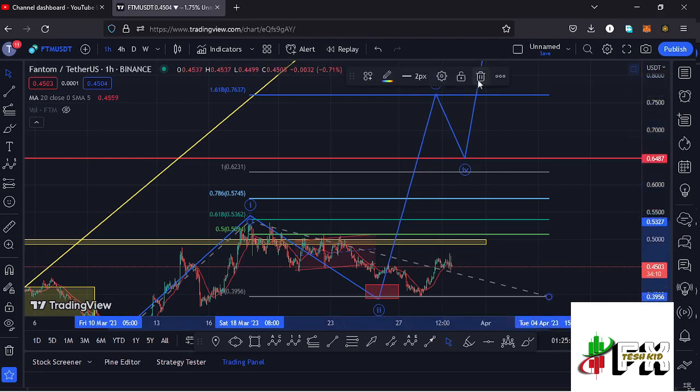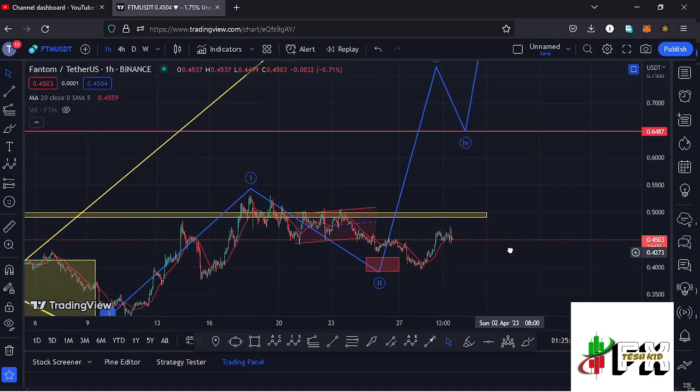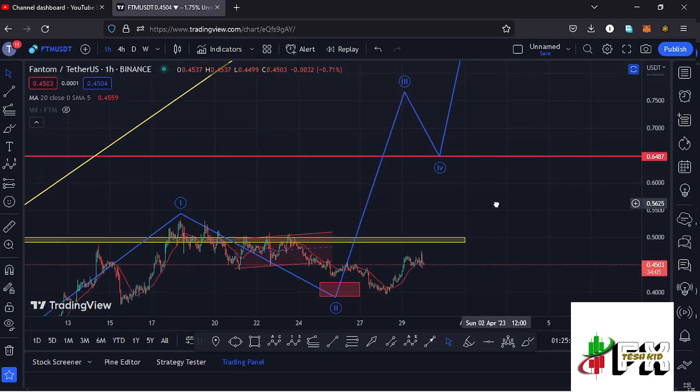And for that move to also play out, we need to break above other key areas of resistance sitting between our current price and our target area at around the $0.76 mark.